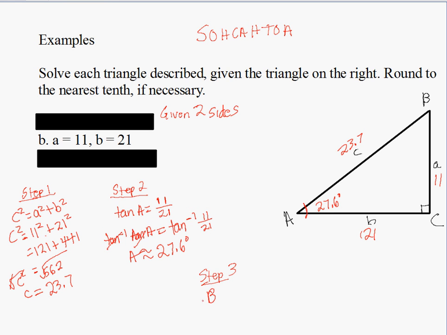And then step 3 is take and subtract this from 90. So B is equal to 90 minus 27.6 degrees. So that's going to be about 62.4 degrees. I'm sorry, that's supposed to be 62.4 degrees.